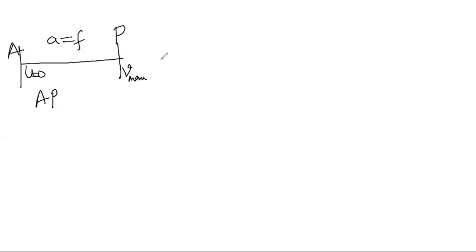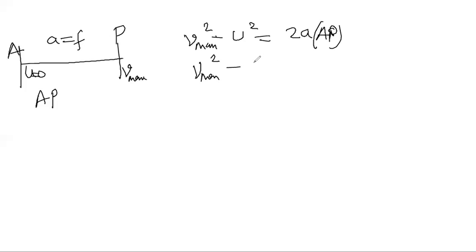Can we get V max using the formula V max square minus U square is equal to 2 a AP? Here S means AP. So V max square minus 0 square, since it starts from rest, is equal to 2 times acceleration times distance. In this question they gave the acceleration as F.